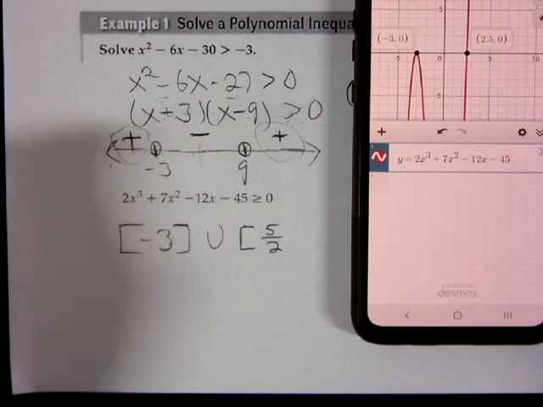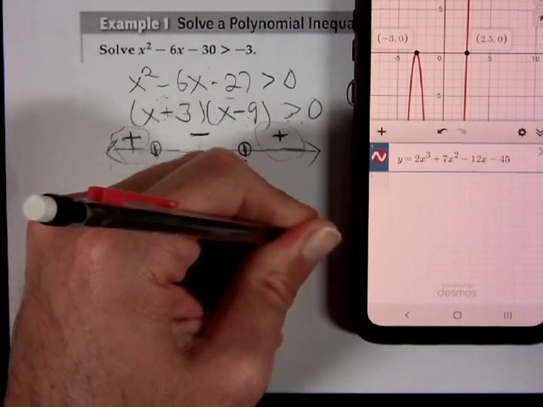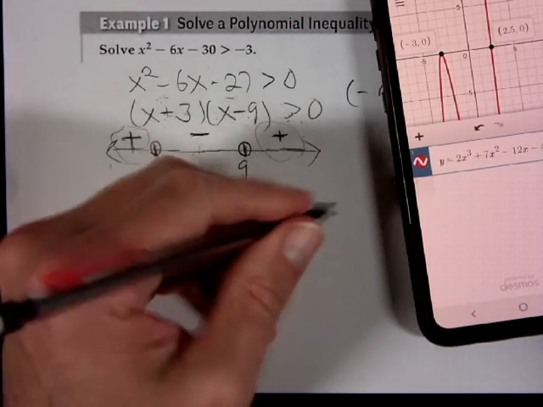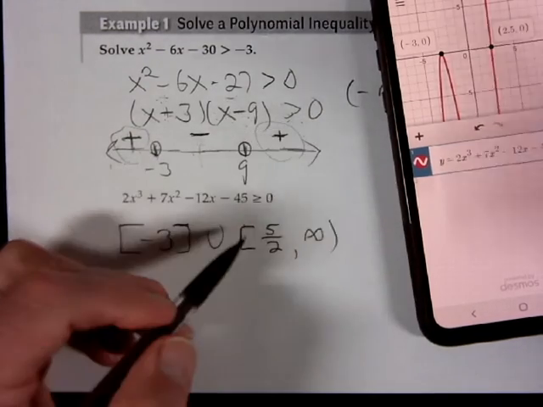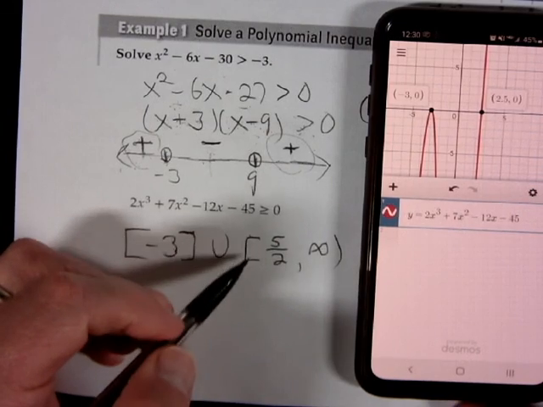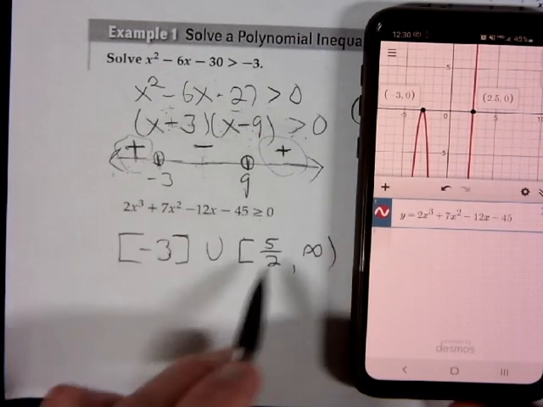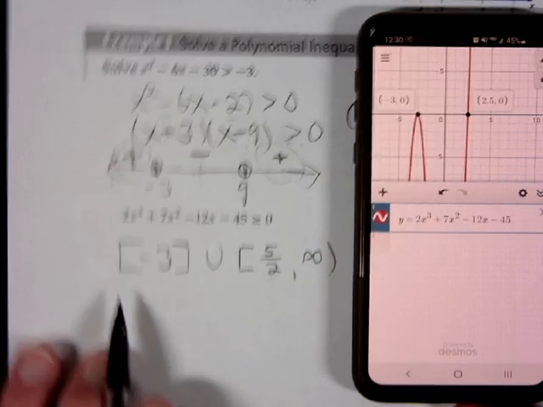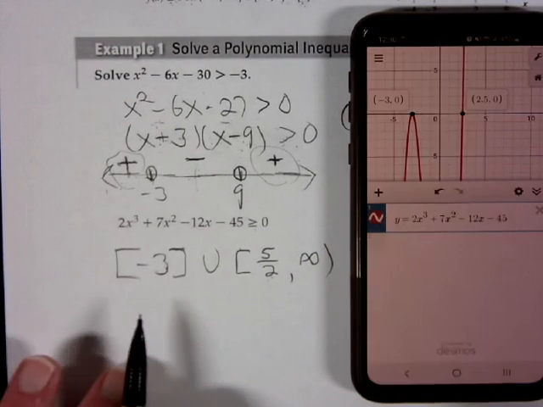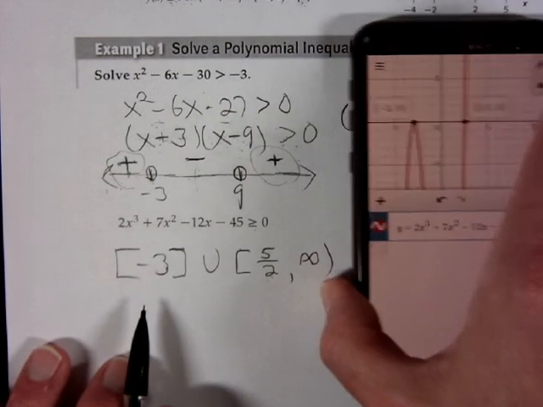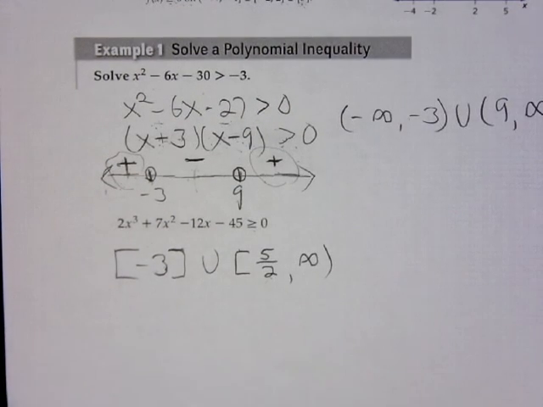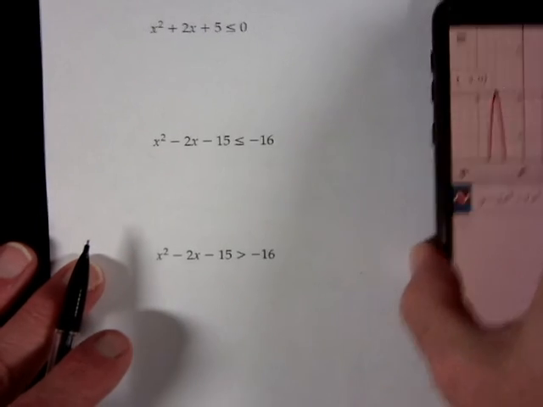Could be either way though, and infinity. All right? And remember, 2.5 gets a bracket because we're looking for anything greater than or equal to 0, and it's equal to 0 at that value. All right? So once again, much quicker and easier to just graph these and come up with these solutions and the correct intervals that way. Let's look at a few more then.